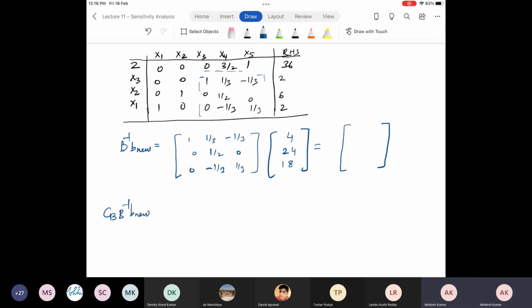So we have CB, B inverse here. So 0, 3 by 2 and 1, and B new is 4, 24 and 18. Give me these values. Do a quick multiplication. Tell me how much you got. 6, 12 and minus 2, sir. Here you will get how much?